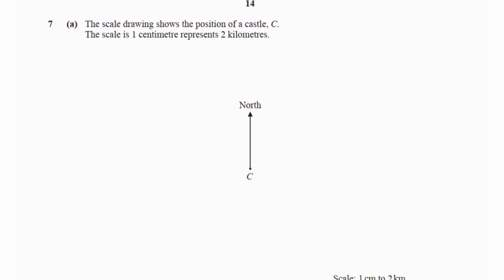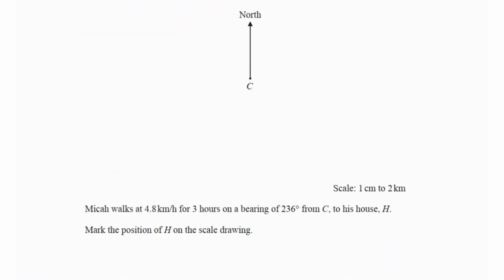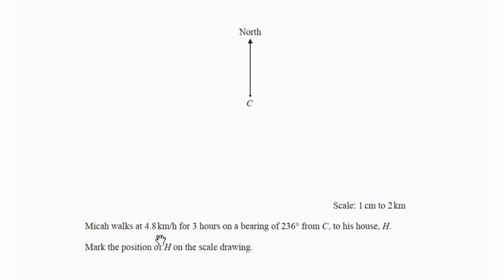Question 7a says the scale drawing shows the position of a castle C. Scale is 1 centimeter represents 2 kilometers. Micah walks at 4.8 kilometers per hour for 3 hours on a bearing of 236 degrees from C to his house H. Mark the position of H on the scale drawing.